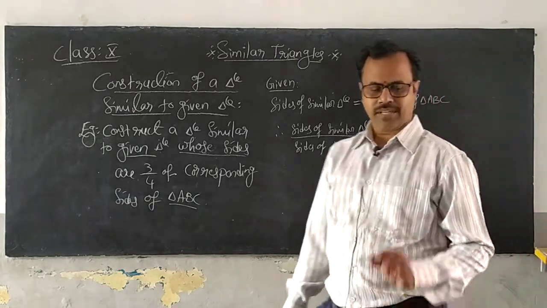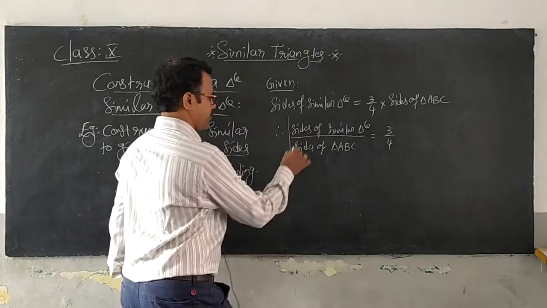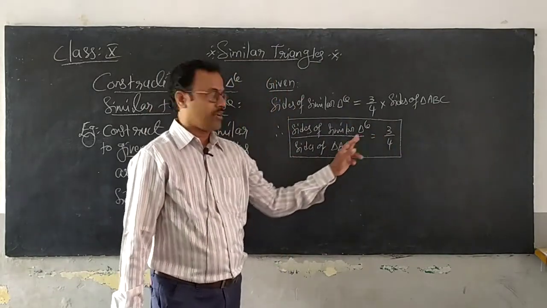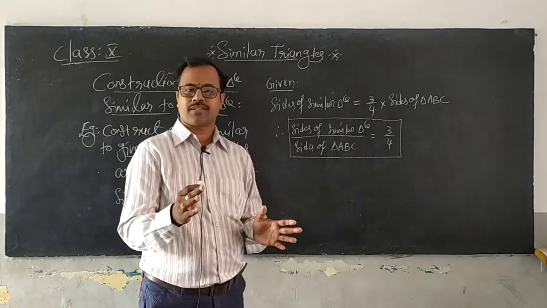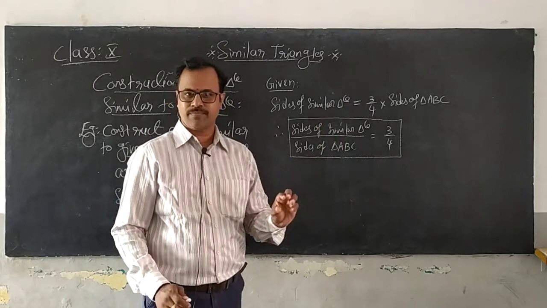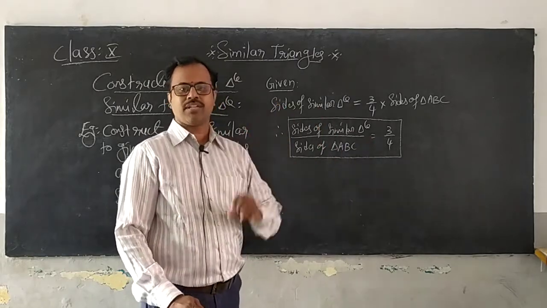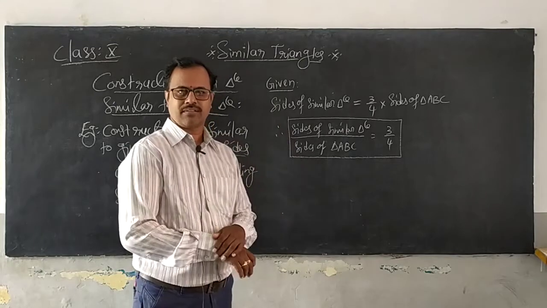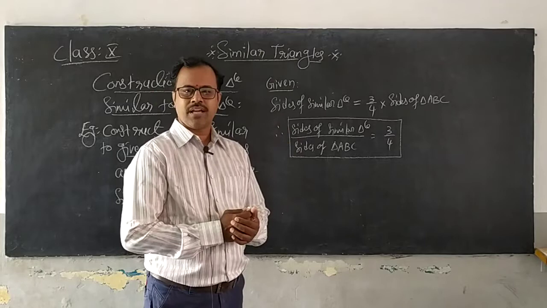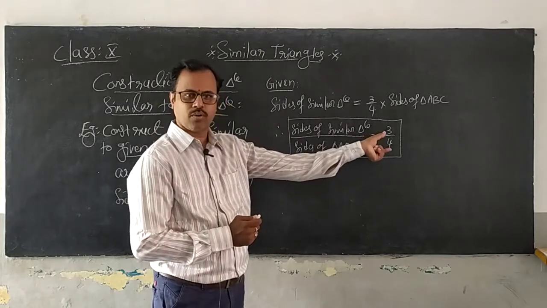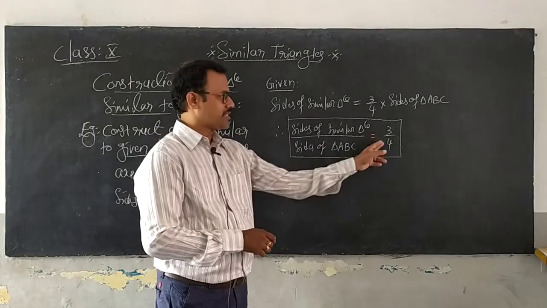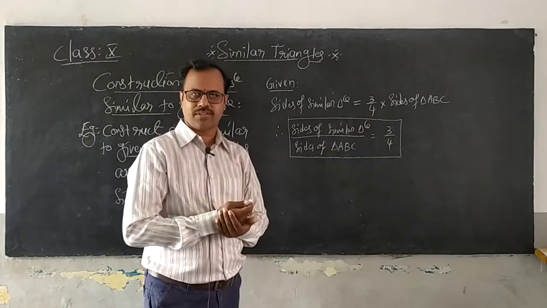Did you understand? It is most important to us. That means the similar triangle occupies 3 parts, whereas the original triangle is 4 parts. So the original triangle ABC is bigger than the similar triangle. You get a diminished image, as we discussed earlier in the similar triangles chapter. If this ratio is less than 1, then you will get a diminished image. If it is greater than 1, you get a magnified image.